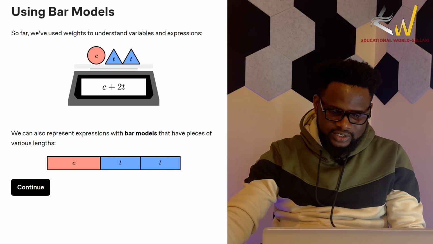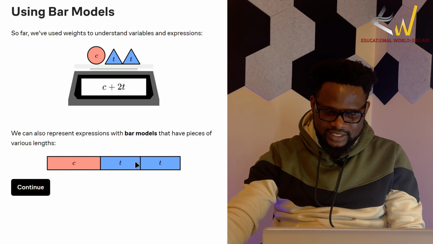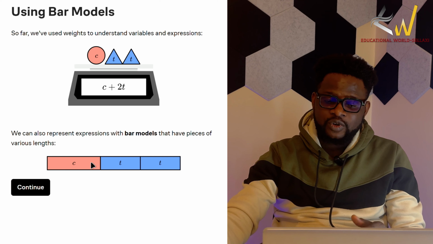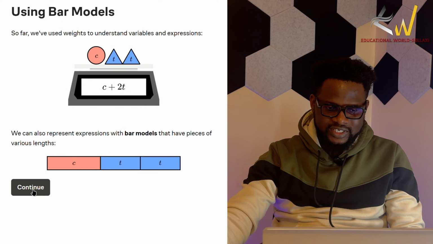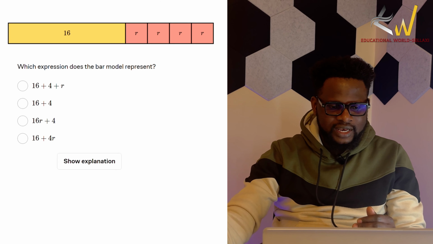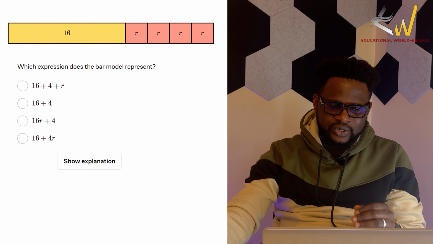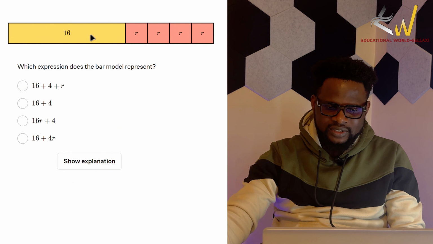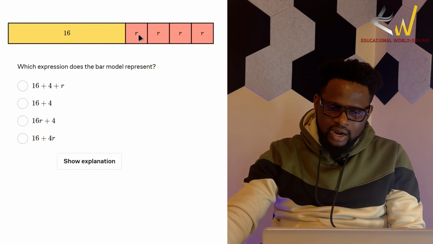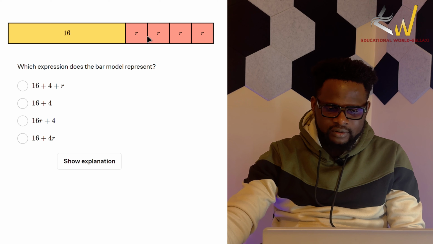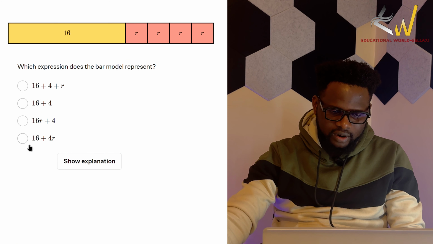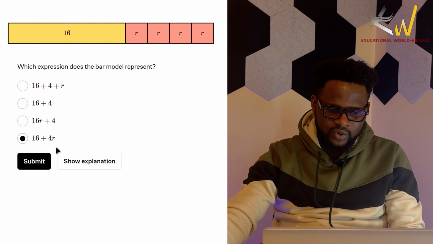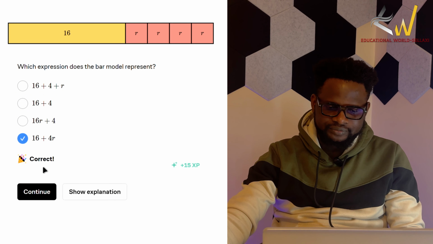So now look at this here. We have C, T, and T. This is an example of a bar model. Let's continue. Now, which expression does the bar model represent? So this bar model represents 16. We have 16 and R. So 4R and 16. So this is 16 plus 4R. 16 plus 4R. That is it.